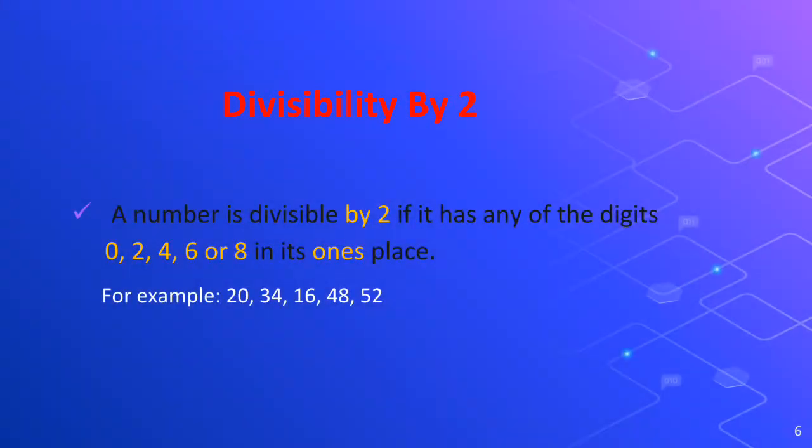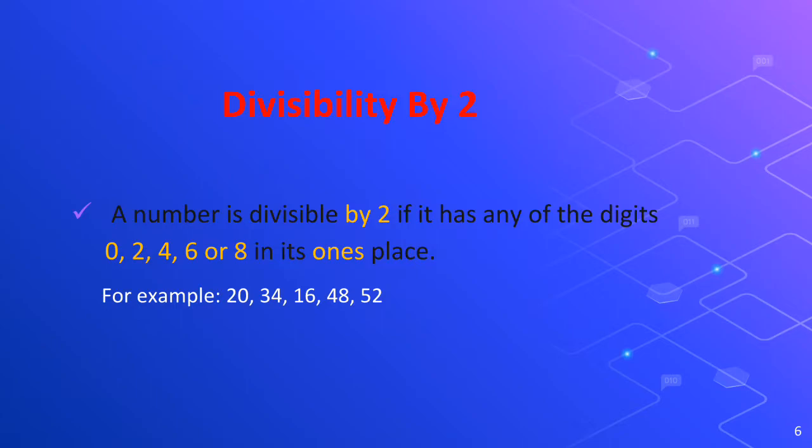Next one, divisibility by 2. A number is divisible by 2 if it has any of the digits 0, 2, 4, 6 or 8 in its ones place. That is, in the ones place, the number must have either 0 or 2, 4, 6, 8. In your example 20, the last digit is 0.